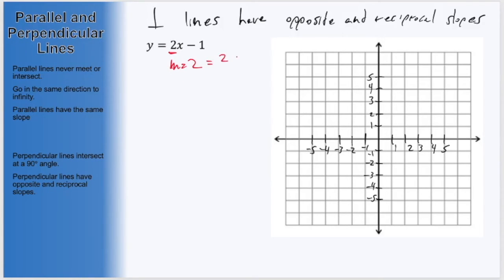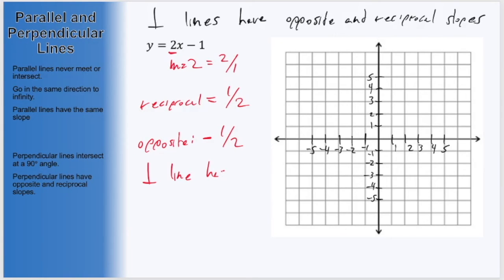2 can be written as 2 over 1. So that means the reciprocal is just going to be the flip of this, which is 1 over 2, or 1/2. But we also need to have the opposite sign. We will have a negative out in front. So from our rule, a perpendicular line has a slope equal to negative 1/2.